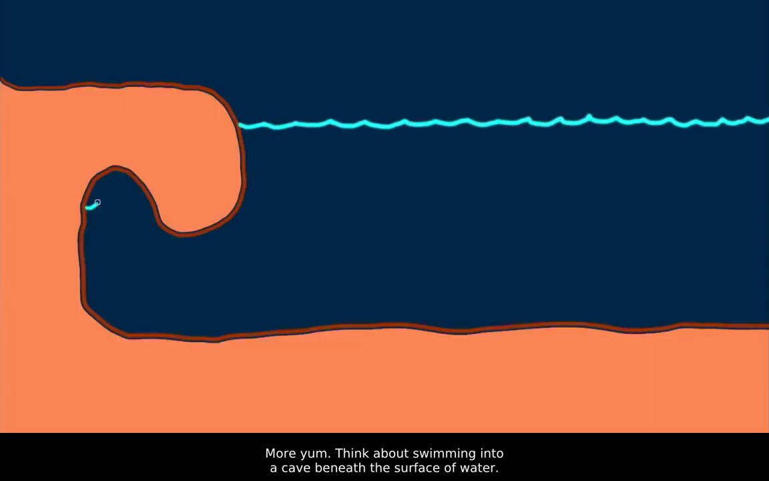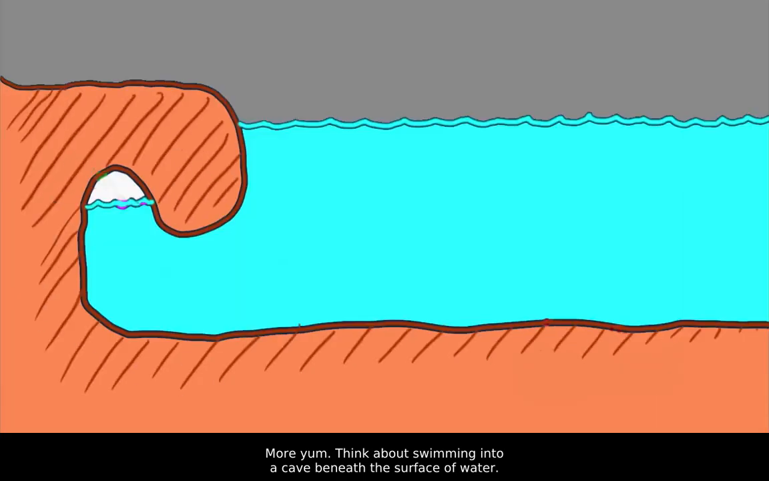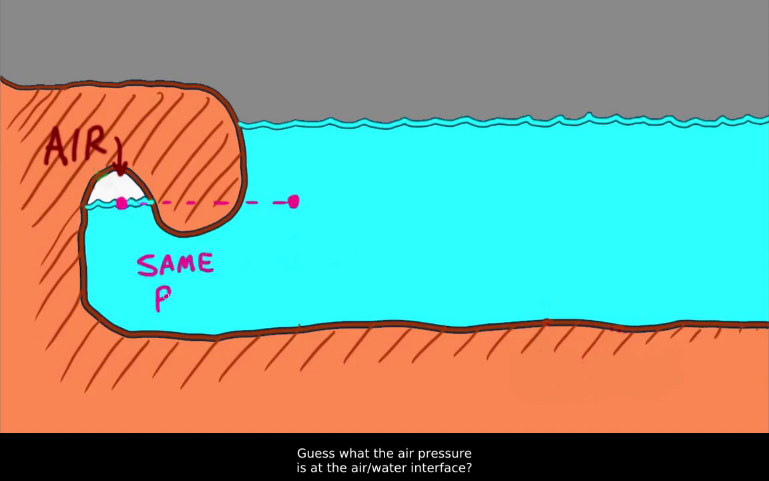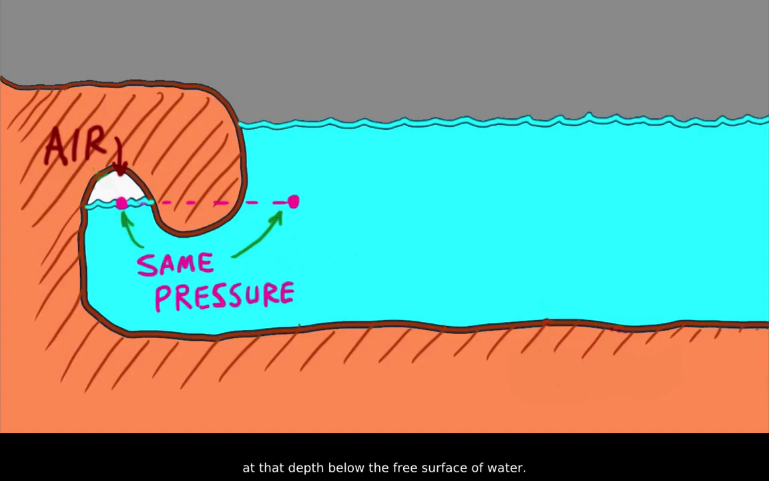Think about swimming into a cave beneath the surface of water. Here we see that there's an airspace in the top part of the cave. Guess what the air pressure is at the air-water interface? That's right. It's the same as the pressure anywhere else in the water at that depth below the free surface of water. There is no pressure change from one place to another horizontally, which is to say, there's no pressure gradient in the horizontal direction. The pressure change, or pressure gradient, is all in the vertical direction. So we see that pressure in water depends upon the depth below the outer free surface.